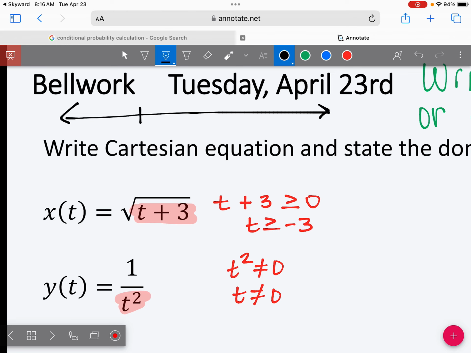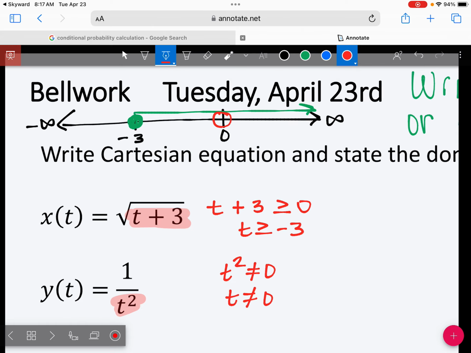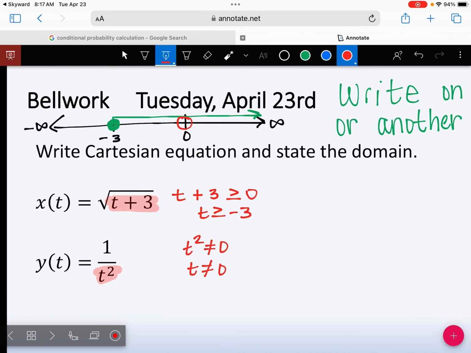I have 0 and I have -3. I have 2 restrictions. I know that it has to be greater than or equal to -3, so I'm going to put a closed circle here. But it also cannot equal 0, so I got to put an open circle here. So far I have my domain split in 2 pieces. Okay. So now let's see if we have any other restrictions we need to add.